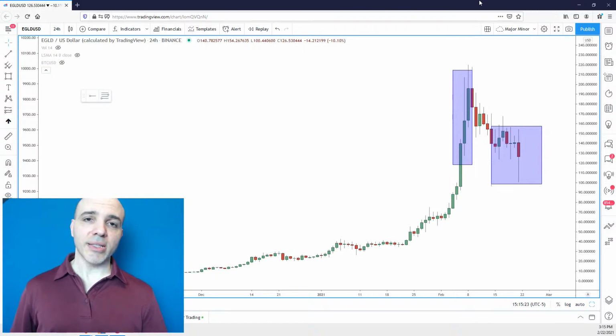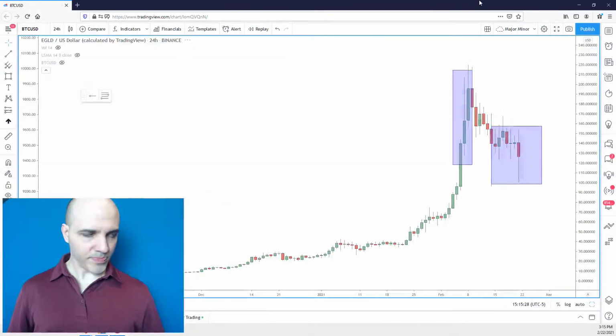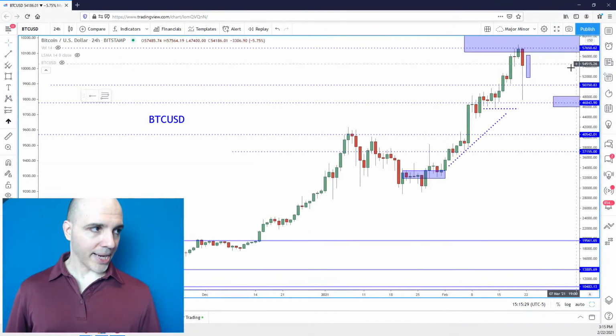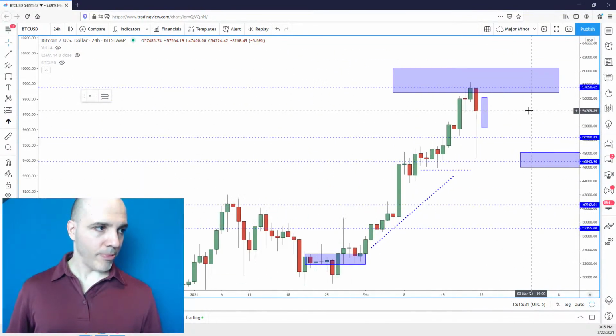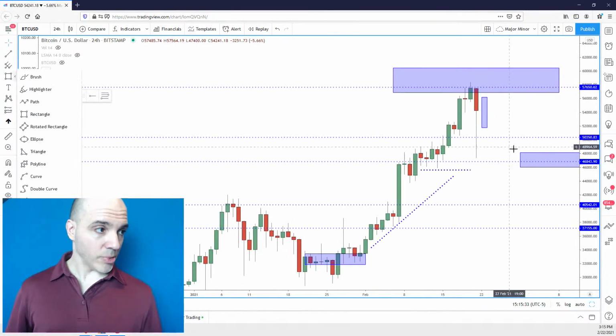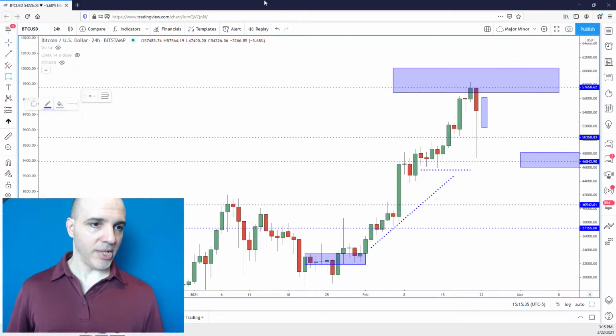So this is what you need to take away from this. If Bitcoin has a setup, let's go back to Bitcoin. If Bitcoin pulls back and continues to pull back, let's say Bitcoin just continues to pull back and it starts messing around here, I don't care what setup is showing up in these altcoins.